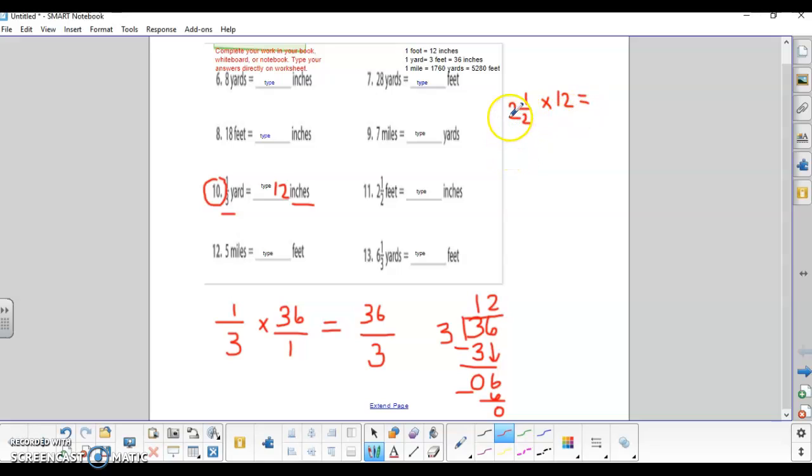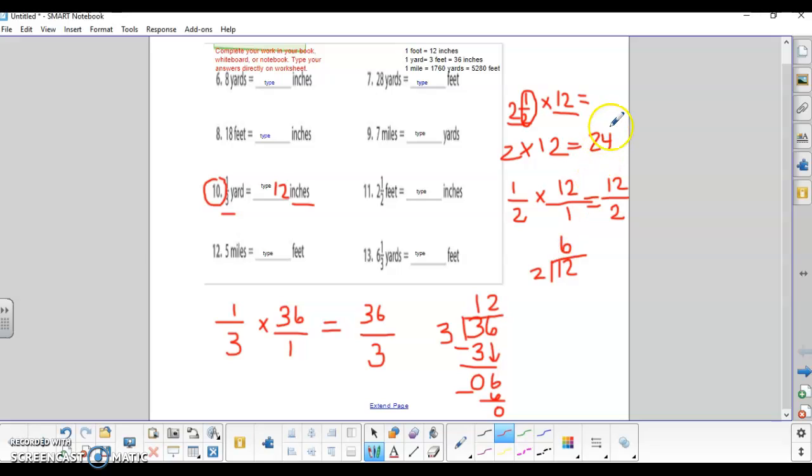So first we would do 2 times 12 and that's 24. Now I need to do 1/2 times 12. And we need to change 12 into a fraction, which just label it with a 1 underneath. That equals a whole number. We have 1 times 12 is 12. 2 times 1 is 2. Now we have 12 divided by 2, which is 6.